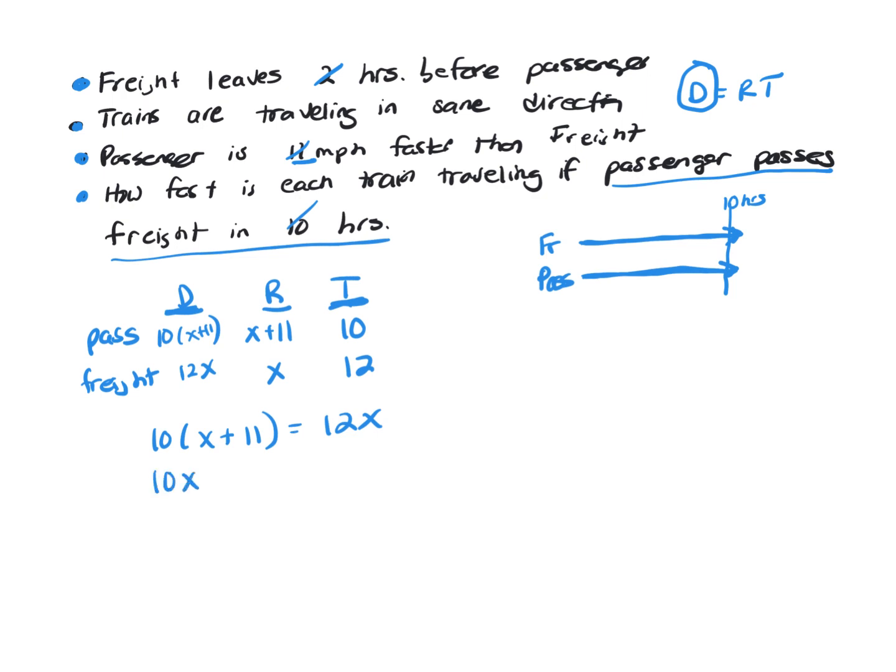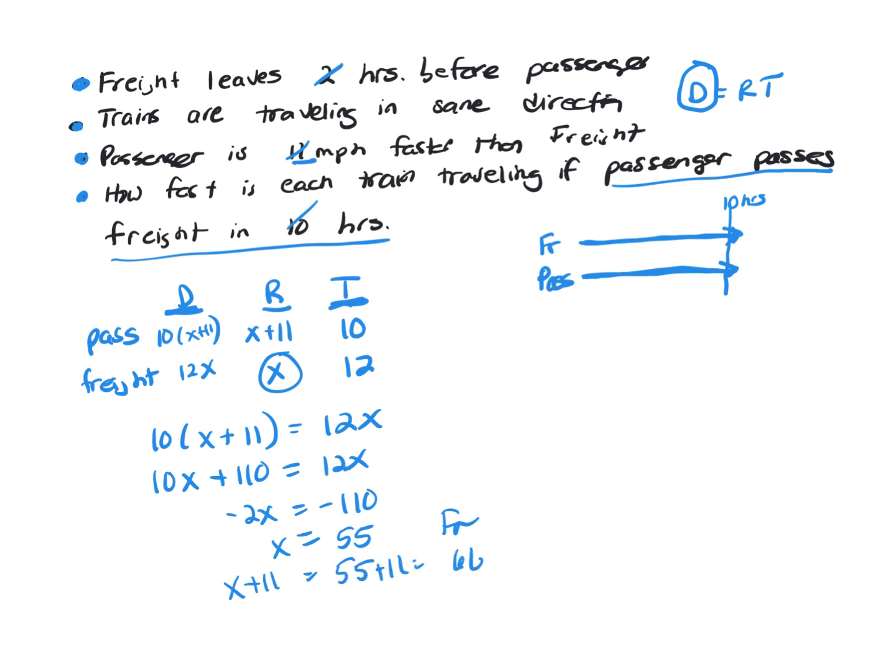Use the distributive property. That's 10X plus 110 equals 12X. Let's subtract 12X from both sides and get negative 2X. Move the 110 to the other side. And that's going to give me X equals 55. So that's 55 miles per hour for the freight, because this is X. And X plus 11 will be the rate of the passenger. So 55 plus 11 is 66 for the passenger. So there are your 2 answers.